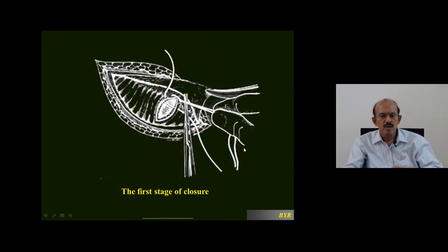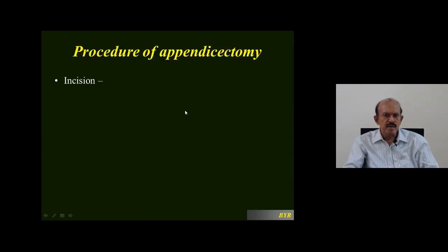Then close the abdominal wall. You close the peritoneum, then close the transabdominis and internal oblique muscles, then close the external oblique aponeurosis, and close the skin.